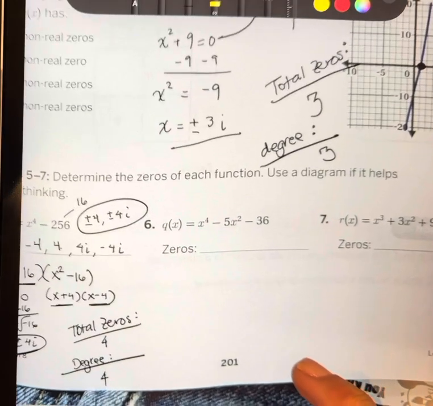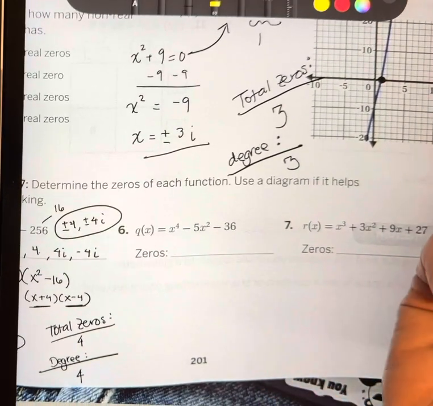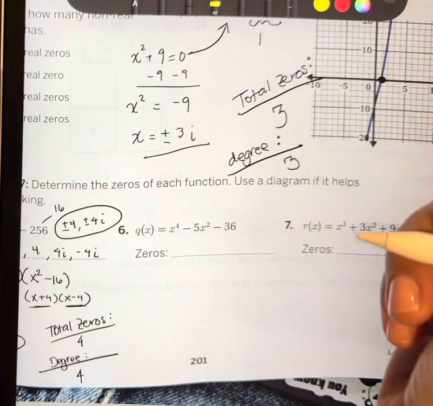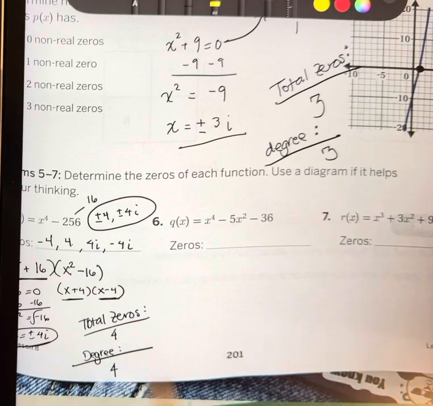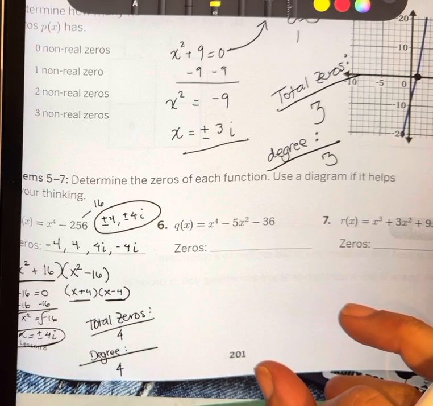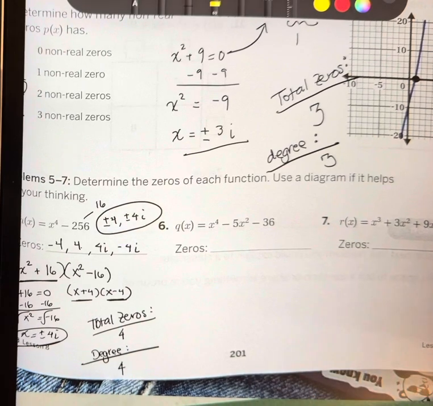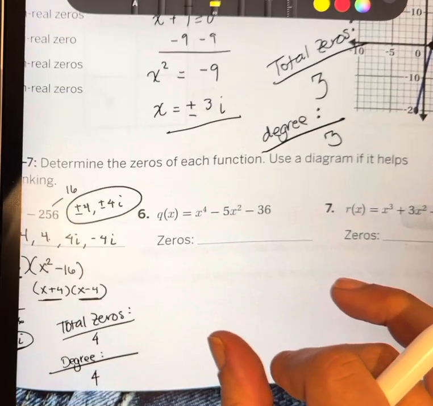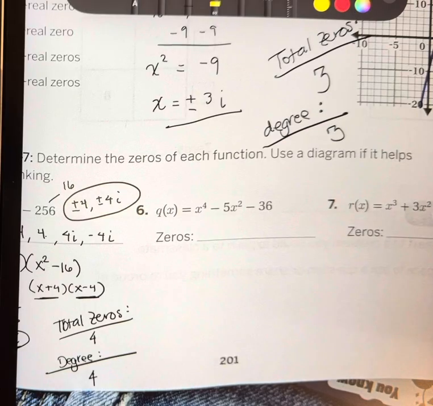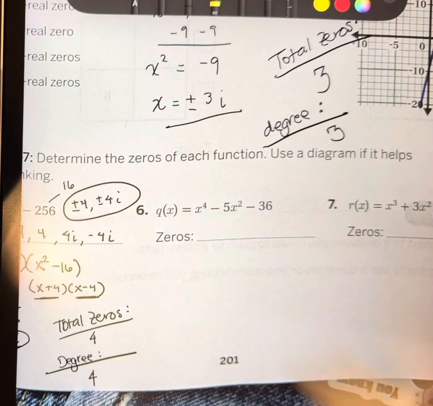Is this just random coincidence? Spoiler alert, it's not. The degree of a polynomial will always match the total number of zeros, all right? Real, imaginary, combined, total, all right? So not x-intercepts, but real and imaginary zeros combined. Total number of zeros will match the degree.